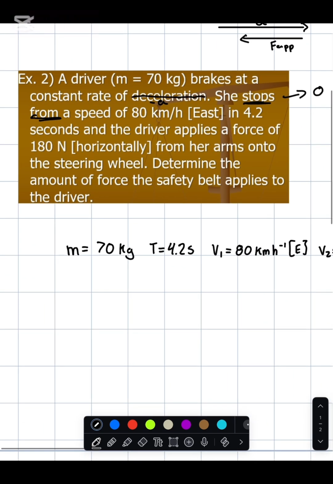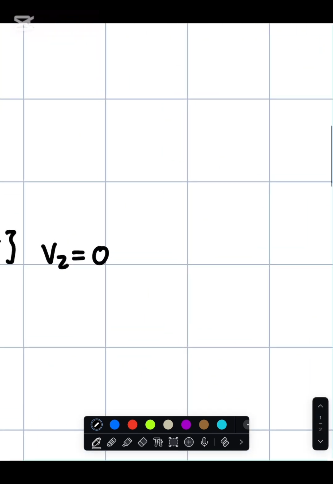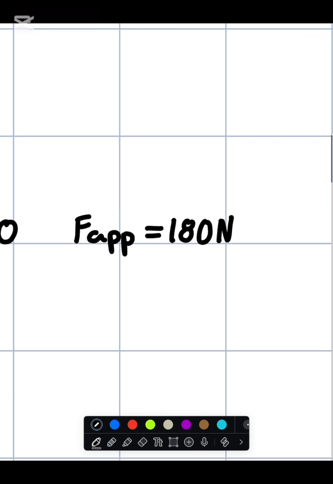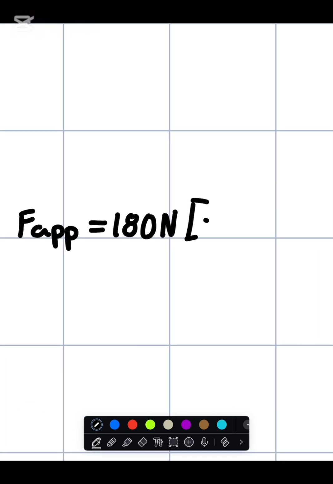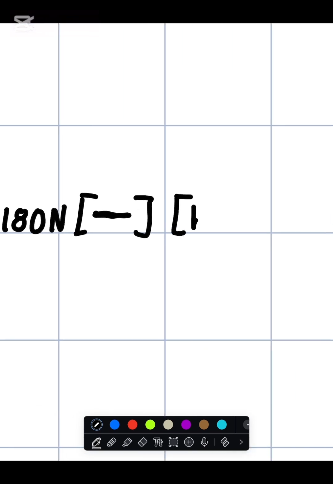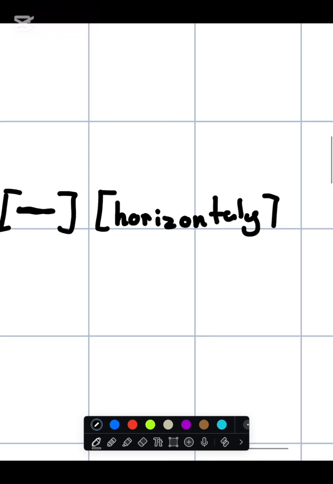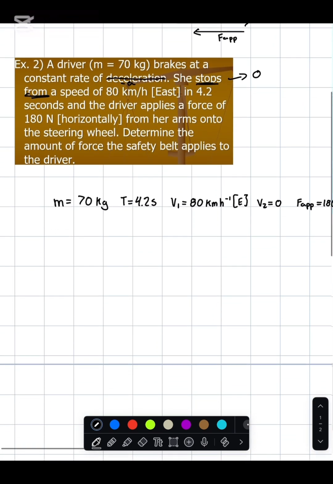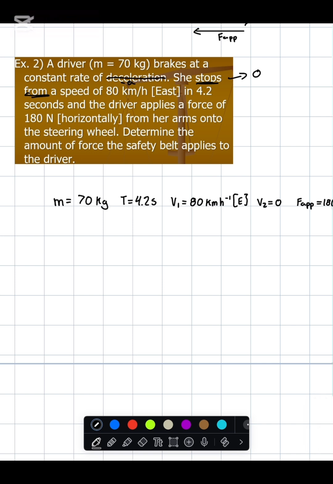And after 4.2 seconds, the driver applies a force of 180 newtons horizontally from her arms onto the steering wheel. So our force applied, because we're applying a force, will be equal to 180 newtons onto the steering wheel, so horizontally. We can just draw it like this, or we can actually write horizontally. So we can either have it like that or that. From her arms onto the steering wheel, determine the amount of force the safety belt applies to the driver.